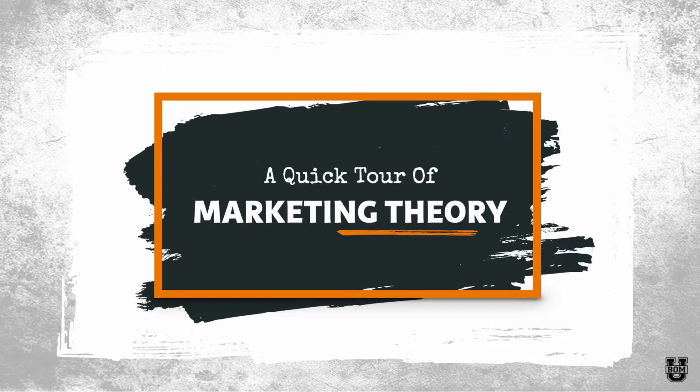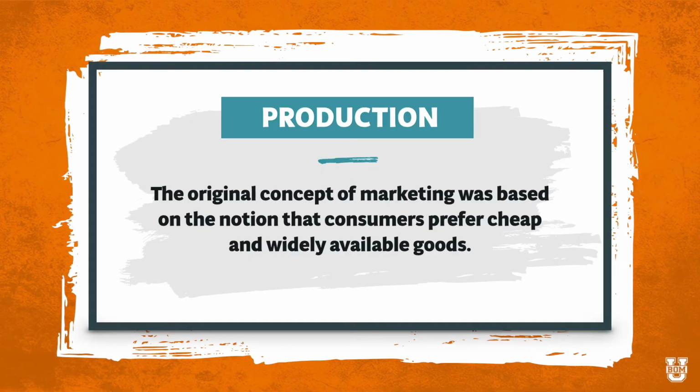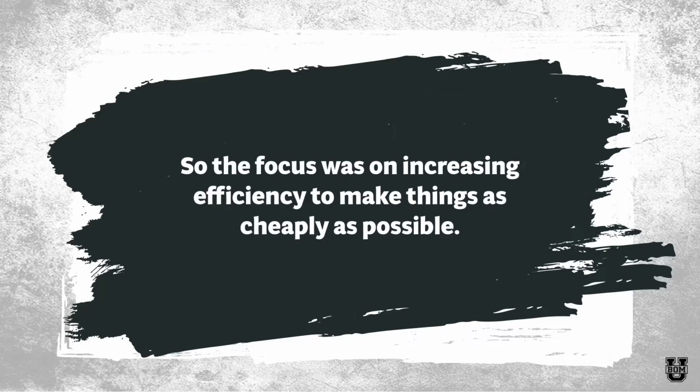So let's take a quick tour of marketing theory over time. There has been a development of what are called the concepts of marketing. The first concept of marketing was known as the production concept. This was based on the notion that consumers prefer cheap and widely available goods. They want stuff cheap and they want to be able to get it quickly, easily, etc. So under that theory, the focus was on increasing efficiency to make things as cheaply as possible. In other words, you wanted to be Walmart. You wanted to say, how can I make this as cheap as possible so that it's widely available and people can get it? That was the original concept of marketing.